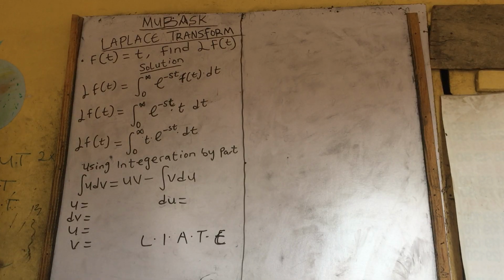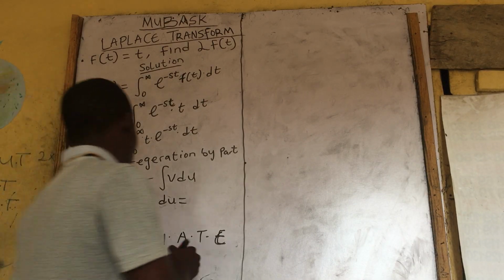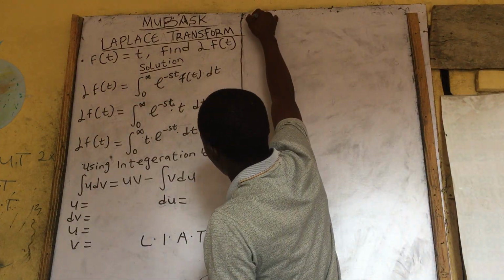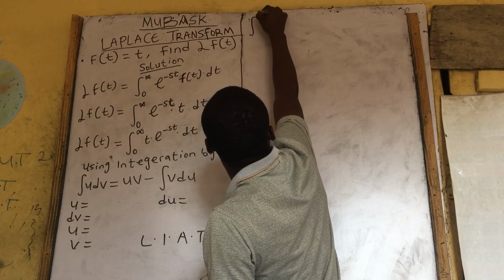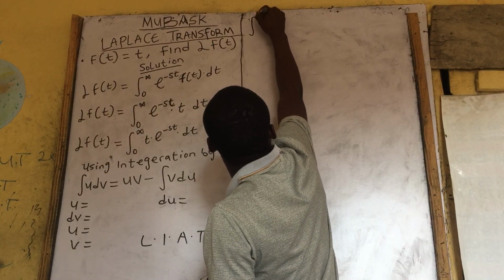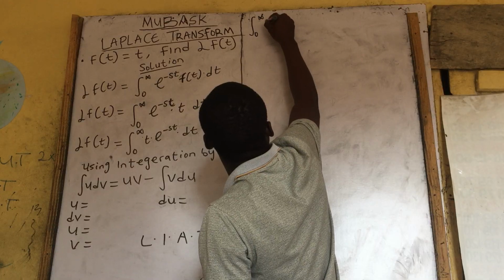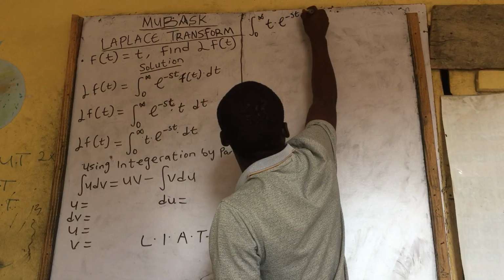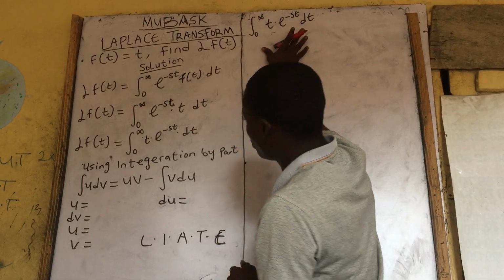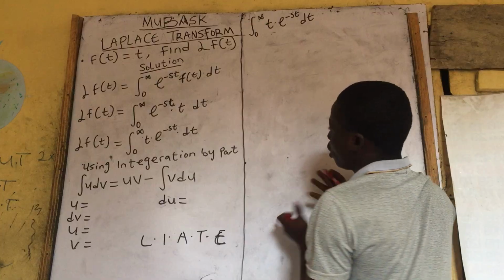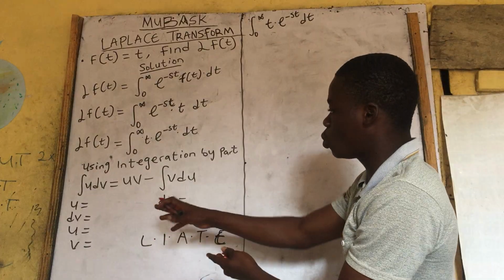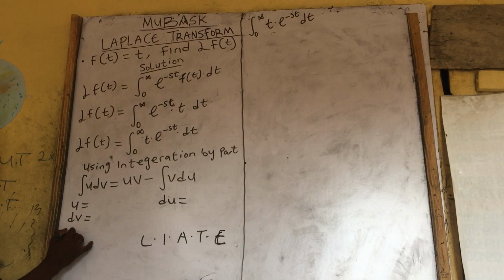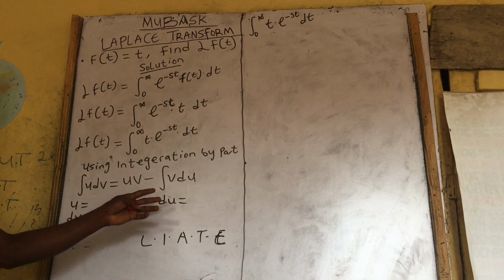So in the problem, let me write the problem out. Our f of t, our integral from 0 to infinity of t times exponential minus st dt. We want to use integration by parts to solve it, but we don't know our u, we don't know our v, and we don't know our du.